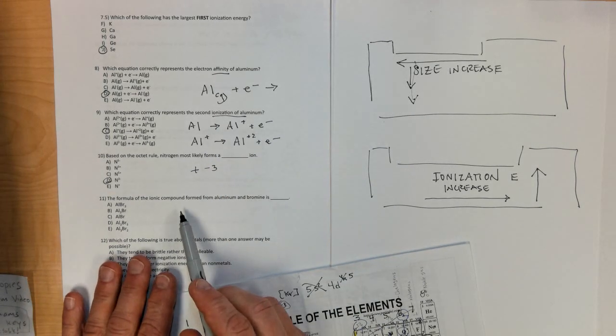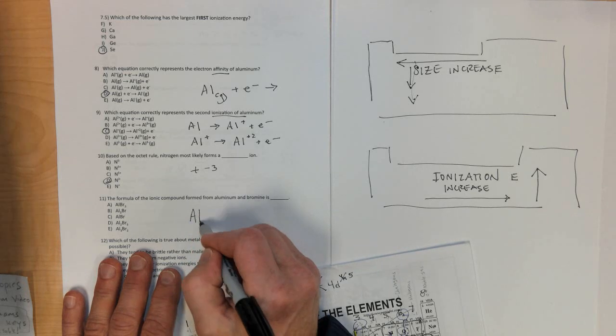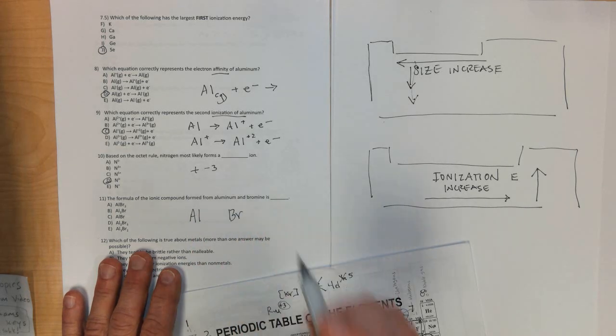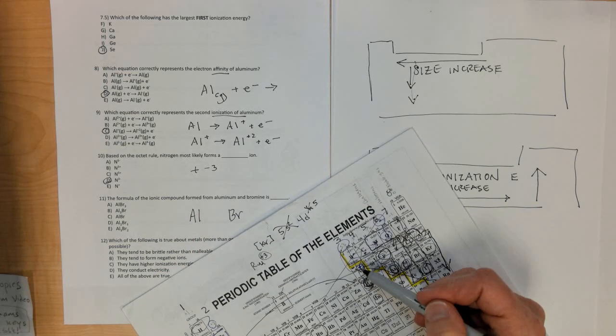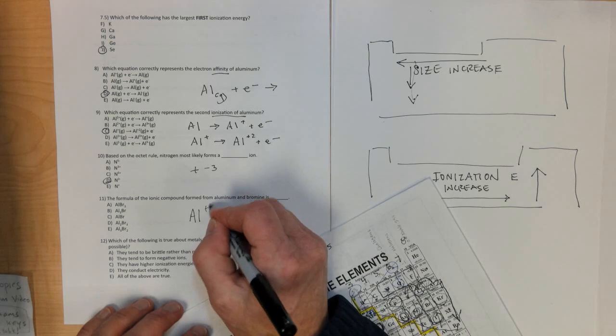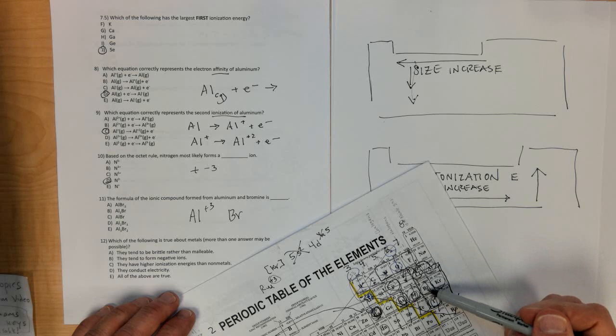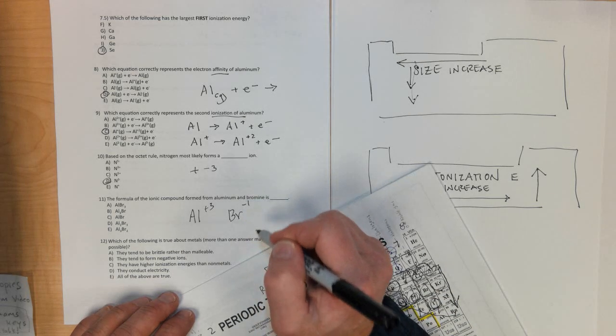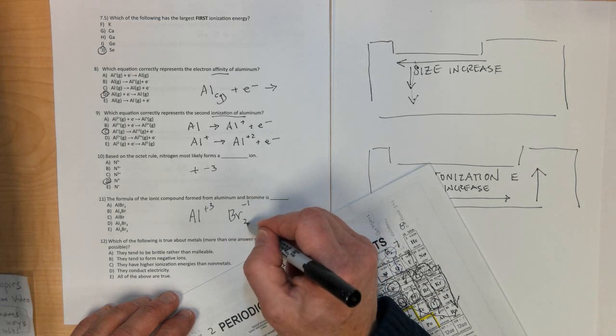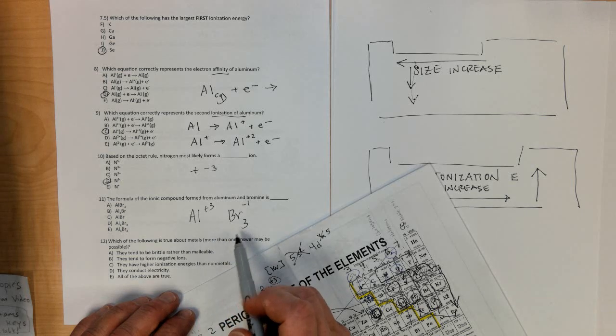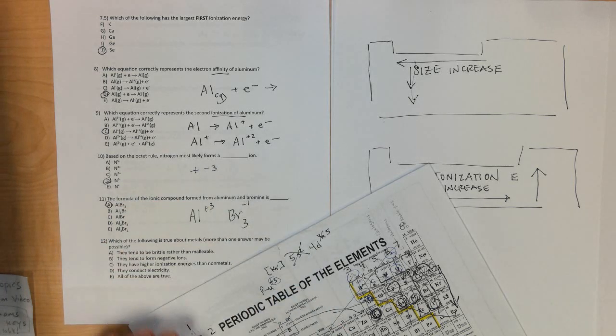The formula for an ionic compound between aluminum and bromine most likely is, aluminum is always +3 on the periodic table, it's in group 13, and then bromine, when with a metal, is almost always -1. And so here you can say that I need 3 bromines, so it would be AlBr3, number A.